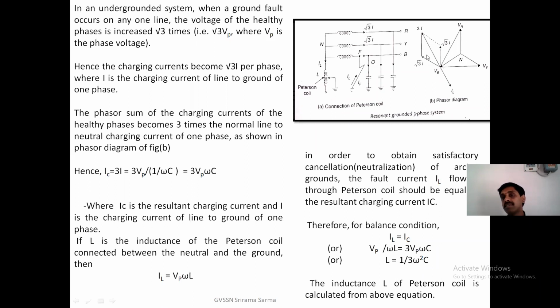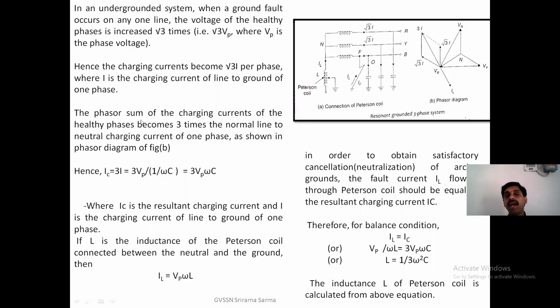You can see the currents with respect to VR and VY, they will be drawn like this, √3 I and this is √3 I, with respect to VR and VY. So the resultant current is 3I, if you calculate the vector addition. This 3I is the current flowing in the capacitor, so that should be neutralized. To neutralize this charging current, we should have an inductance whose current is equal and opposite to this current. Then this current will be reduced.